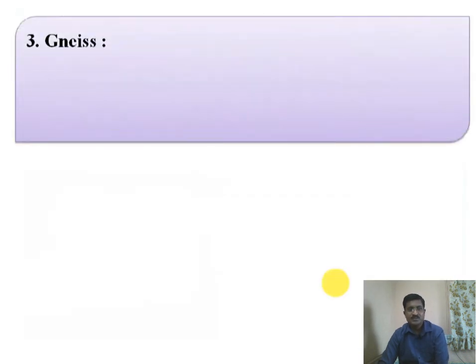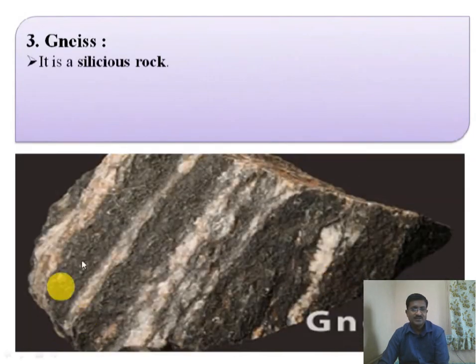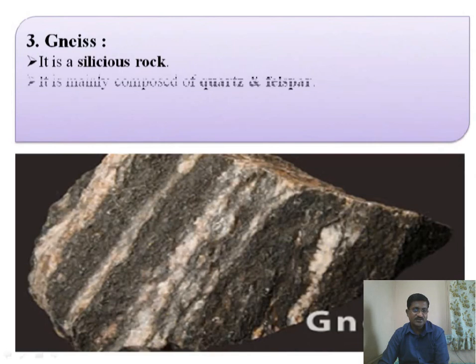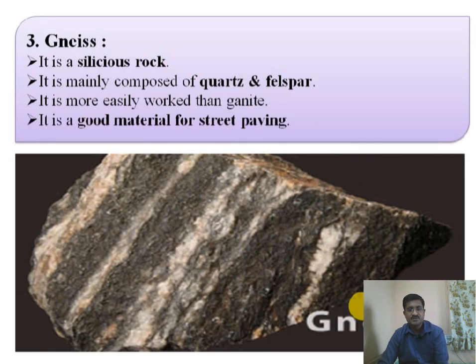Then the next one is gneiss. It is a siliceous rock. You can see the layers and the texture in the image. It is mainly composed of quartz and feldspar, is more easily worked than granite, and is a good material for street paving.